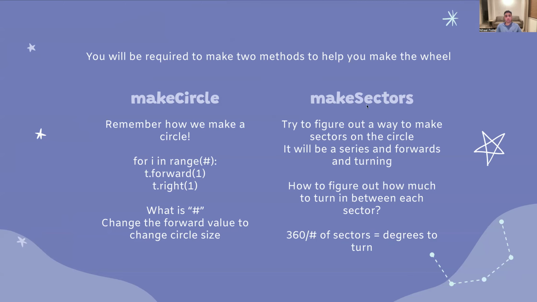Then there's make_sectors. Try to figure out a way to make sectors on a circle. It should be a series of forwards and turning. How do you figure out how much to turn in between each sector? 360 divided by the number of sectors equals the degrees to turn.